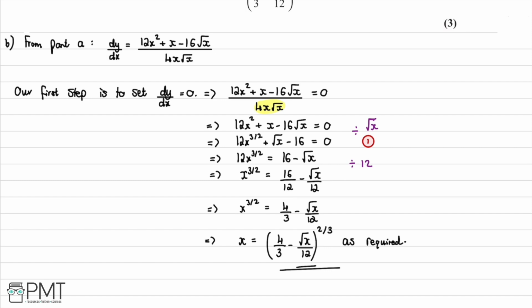So we'll give ourselves this mark when we had 12x to the power of 3 over 2 on its own there. So that was showing we knew the process that we had to carry out. And then finally, we'll then get our third mark when we got to the required answer, 4 over 3 minus root x over 12, all to the power of 2 over 3. And that's us completed part B of this question.